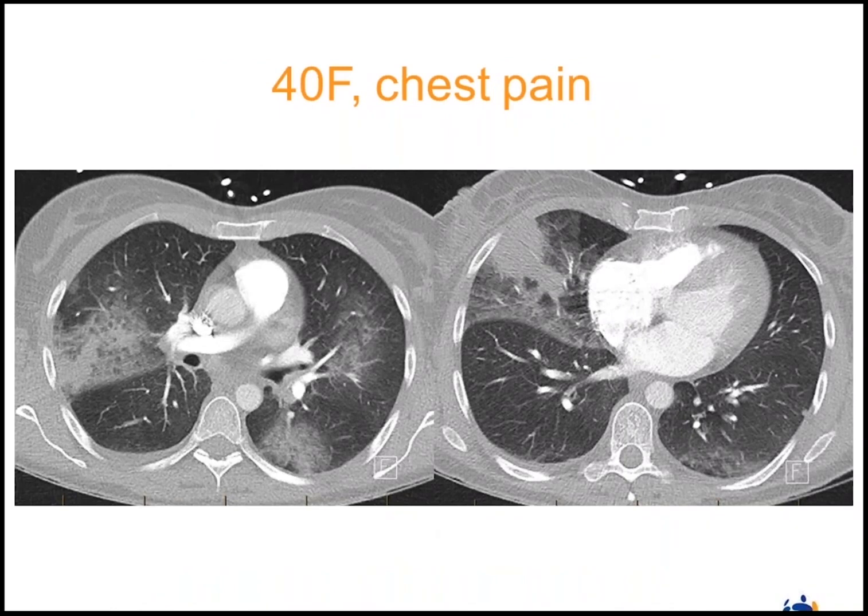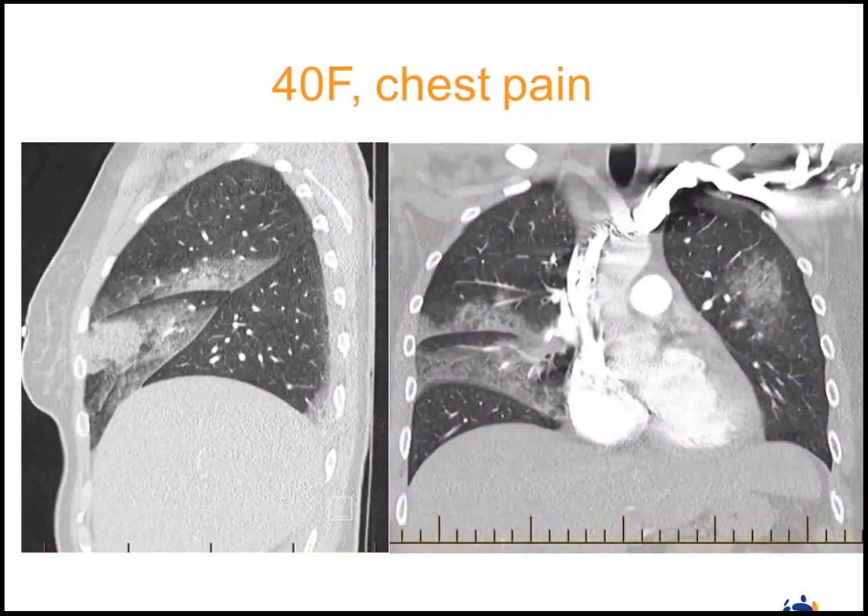Here we have a different patient, a 40-year-old lady this time, who is presenting with chest pain, and her study shows bilateral large foci of ground glass. There's some consolidation there in the middle lobe. It's not rounded in morphology. There are some parts which are peripheral and some which aren't.